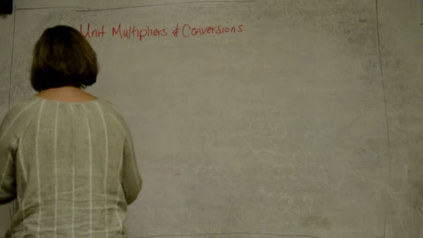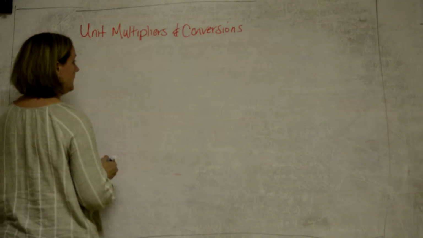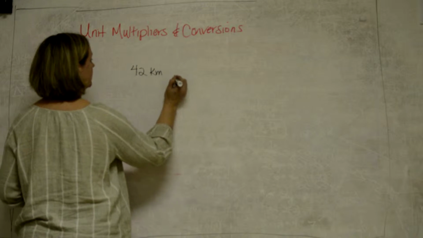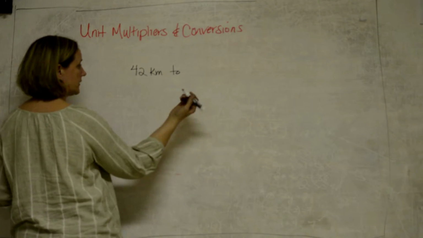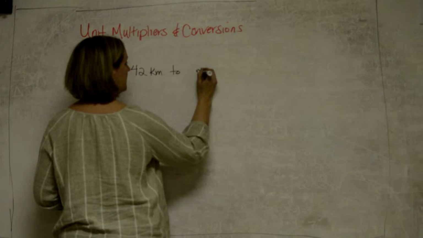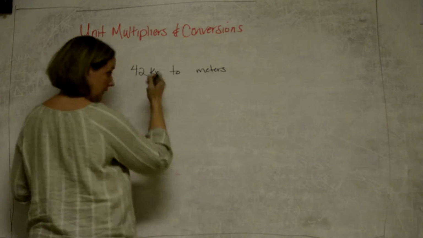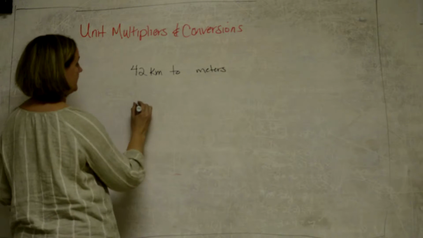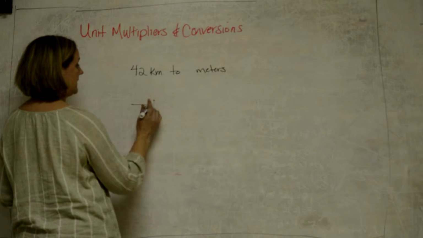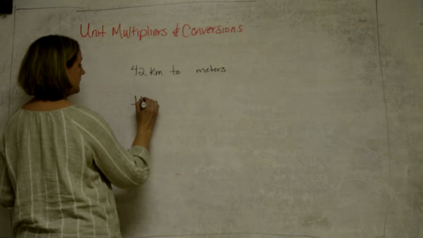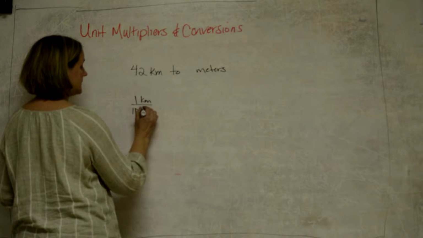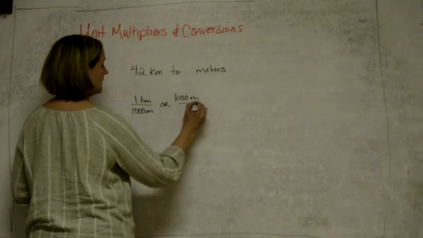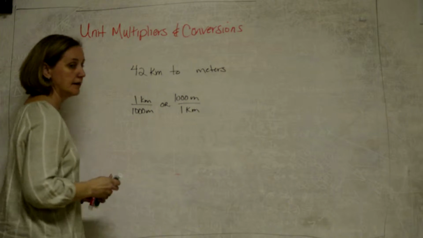Let's say that I was going to convert 42 kilometers to, we'll say, meters. Okay? So I have two different unit multipliers. I have 1 kilometer is 1,000 meters, or I have 1,000 meters is 1 kilometer.